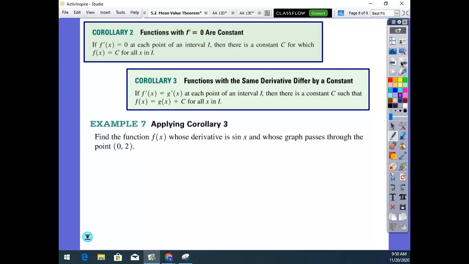Now we have a bunch of just corollaries. So go ahead and just pause the video, copy down your corollaries.